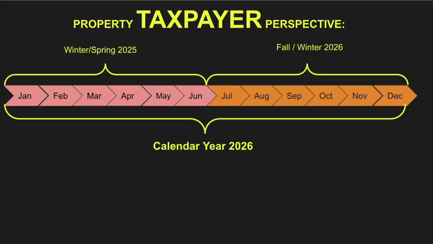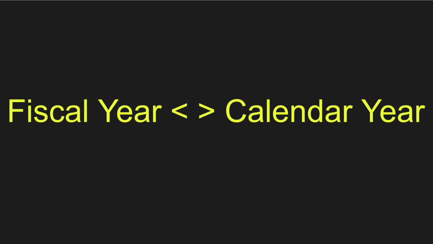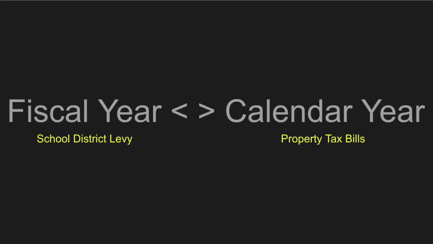So the key thing to understand, and I'm going to take this from a property taxpayer perspective, within a single calendar year, we're actually dealing with 2 fiscal years from a school budgeting perspective. So at the heart of this, we have a fiscal year, calendar year mismatch. The fiscal year is related to the school district. Their budget maps to an academic year, which starts July 1 and extends to June 30th. Property tax bills are based on a January 1 through December 31st calendar year basis.